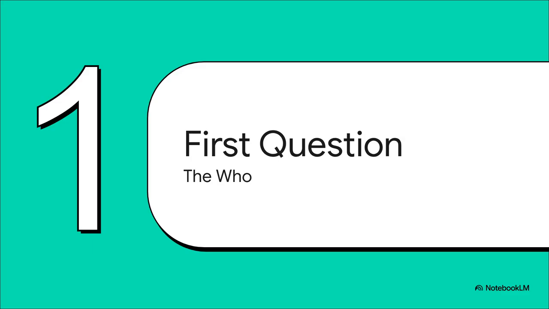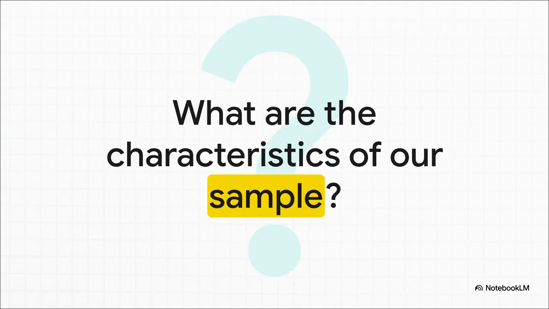Well, the first step, and it's just pure logic, is to get the lay of the land. Before you can make any big claims, you have to understand who actually took your test in the first place. And that brings us to the very first question in our Psychologist's Toolkit. It's really that simple. Who are these people? What do their scores look like when you put them all together?